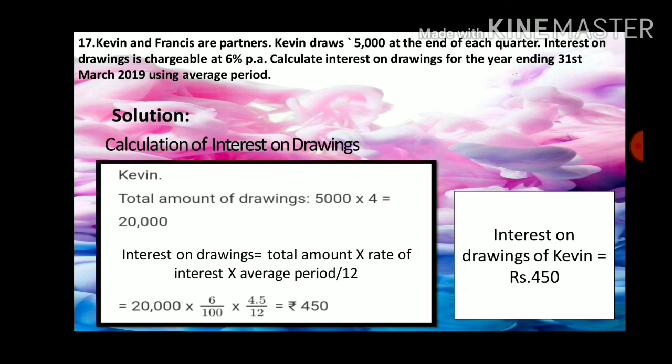So we get 450. So interest on drawings of Kevin is rupees 450.